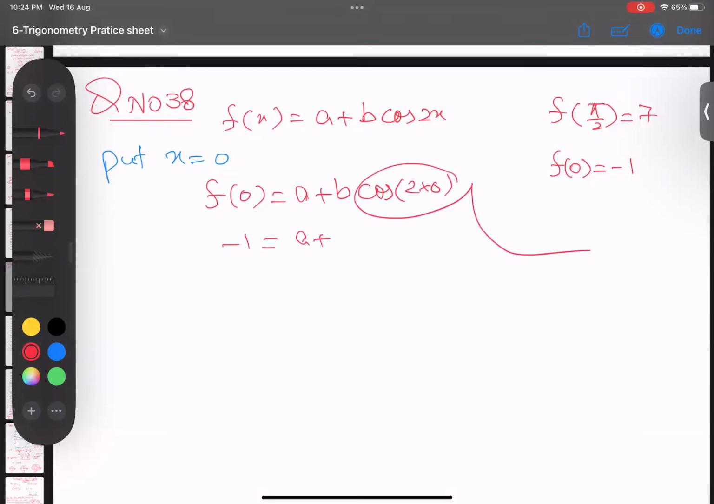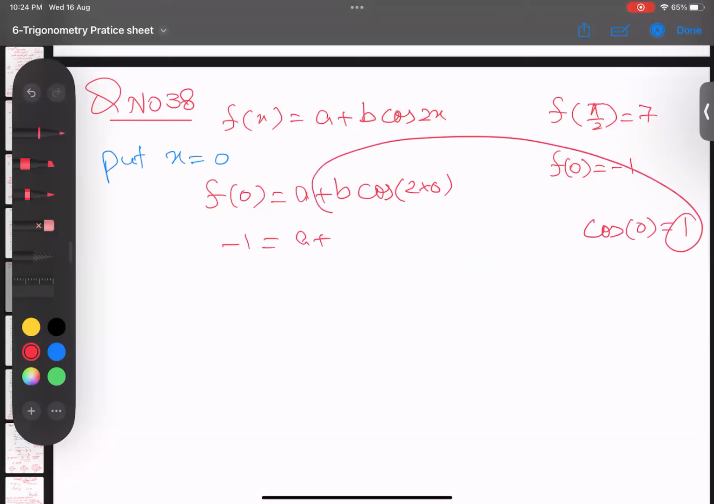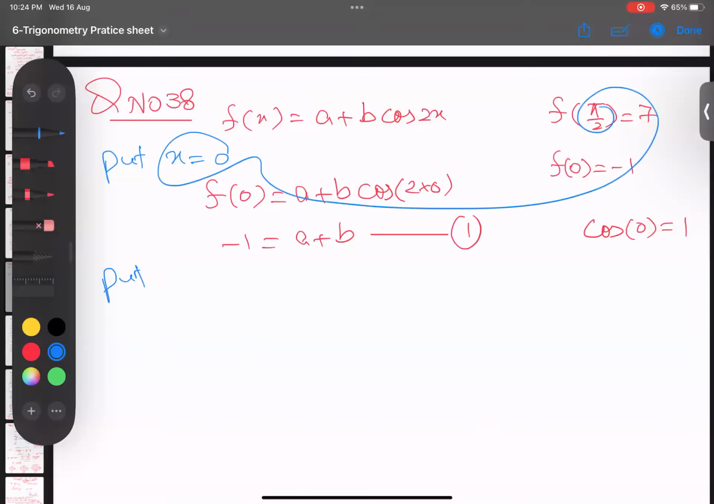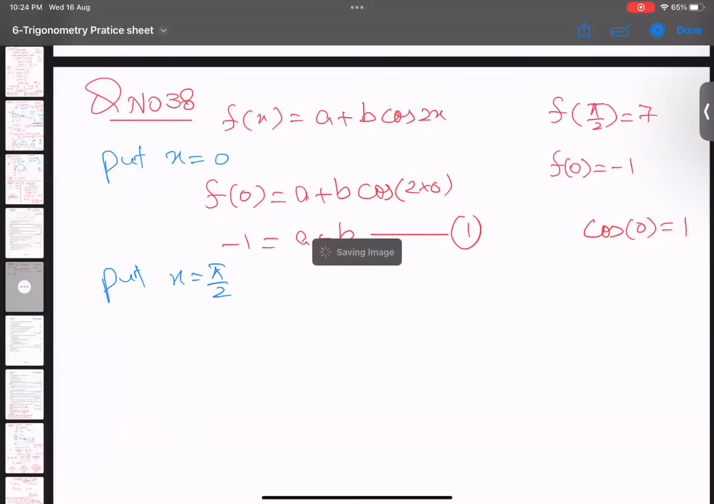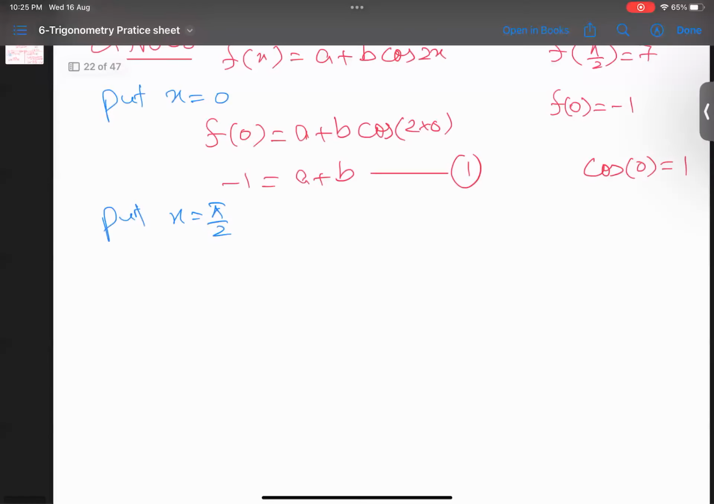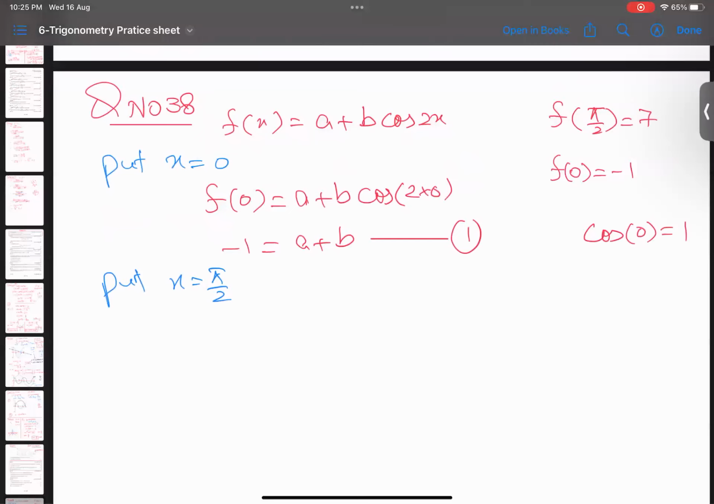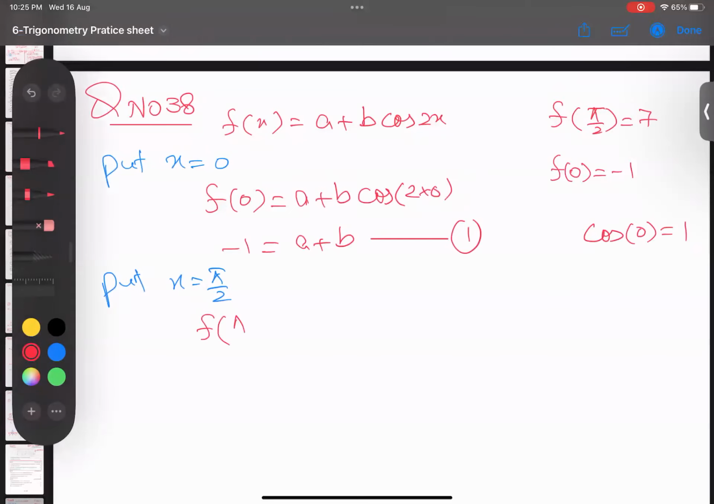And for your knowledge, cos 0, if you don't know, type in calculator, is giving 1. 1 into b gives you b. So equation number 1 is done. Now I first put 0, and now I'm putting pi by 2. When I put pi by 2 here and here, I'm replacing both sides, left side and right side.